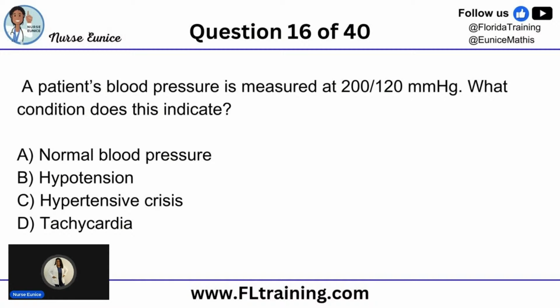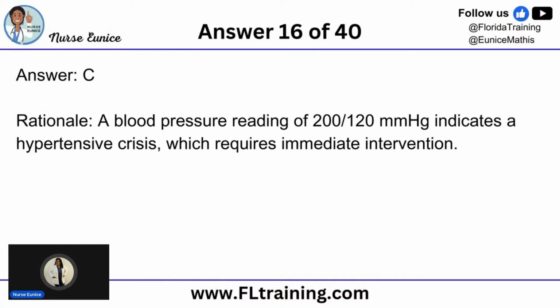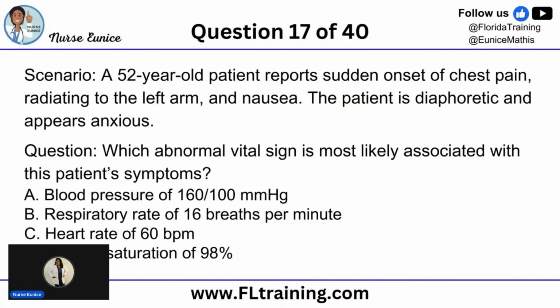That is right, everybody. So there is hypertension, but then there's hypertensive crisis. A blood pressure reading of 200 over 120 indicates a hypertensive crisis, again, requiring immediate intervention. So why is this important? Because you all spend more time in the room than the nurses. You are the one in there getting the vital signs. You need to know when to notify the nurse to come into that room.